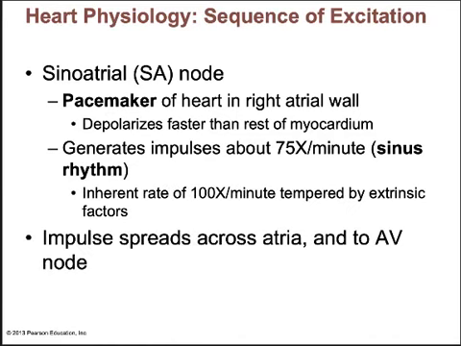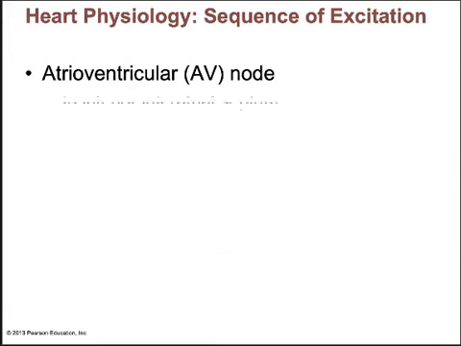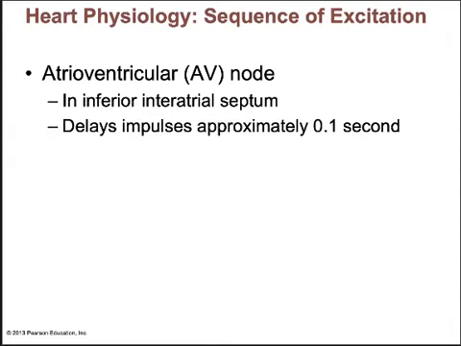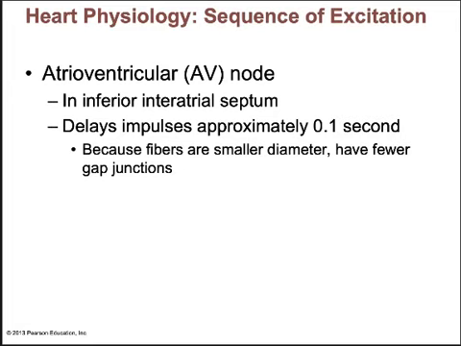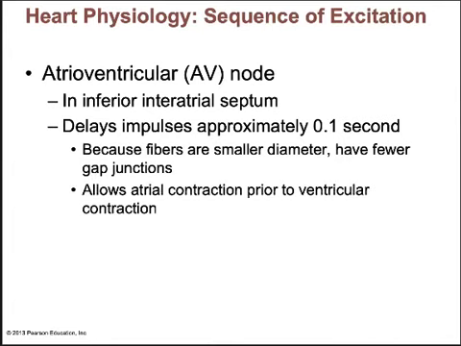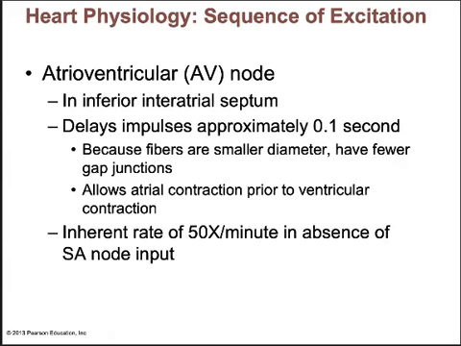The impulse spreads across the atria, and then it's captured by the AV node, which is in the inferior interatrial septum and at the top of the interventricular septum. The impulse is delayed by about 1/10 of a second. Again, this is important. It gives the ventricles a chance to fill with blood. The reason for the extra resistance here is the smaller diameter fibers and fewer gap junctions. This lets atrial contraction finish prior to ventricular contraction and allows the ventricles to fill with blood.